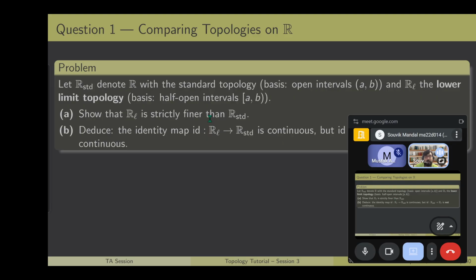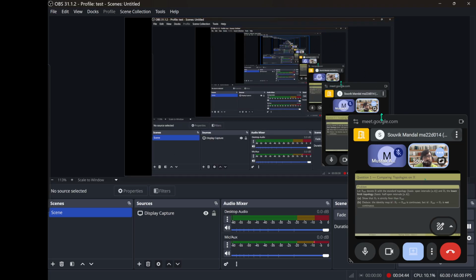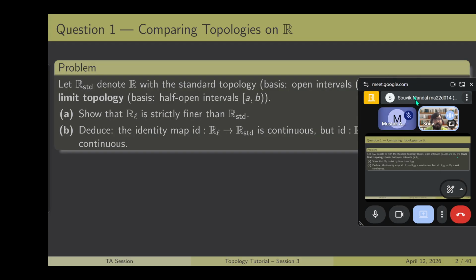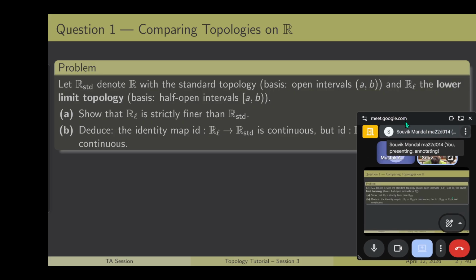Mustafa, please think about it and let me know how to approach the first problem. And the second problem also. In the second problem, you need to show that if you take any open set from the standard topology, then its inverse image is open in the lower limit topology. So please try to do it by yourself. Take your time. If not, then I will give some hint. But first, please try.